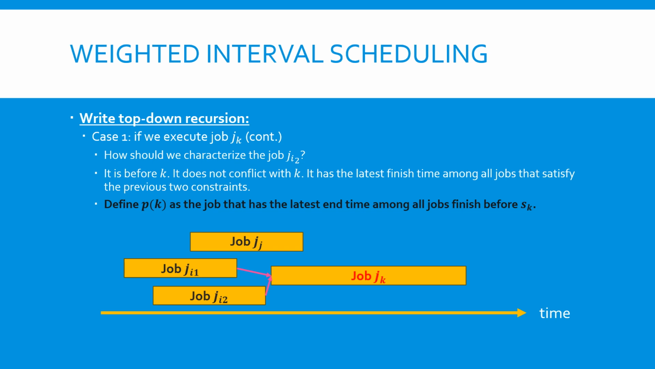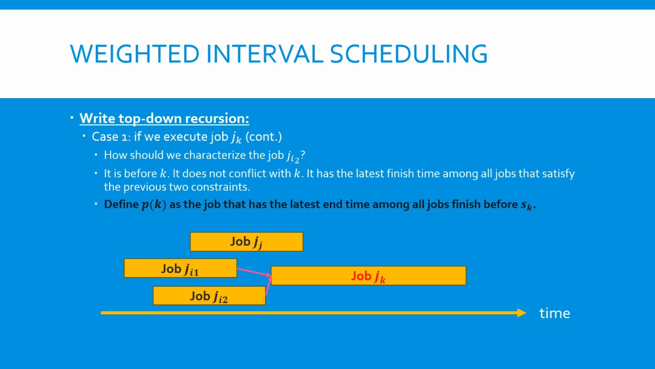So, how should we characterize the job Ji2 in a more general way? First, because job Jk is scheduled, Ji2 must have no conflict with Jk. In other words, Ji2 must finish before Sk, the start time of Jk. Additionally, Ji2 must have the latest finish time among all jobs that finish before Sk to ensure the maximization of Mk.